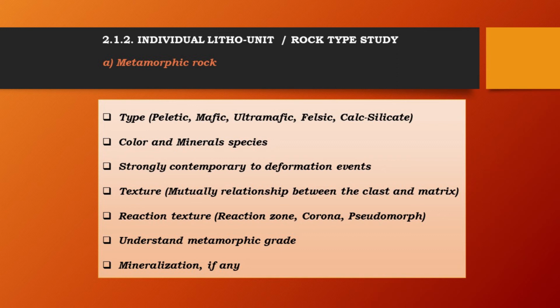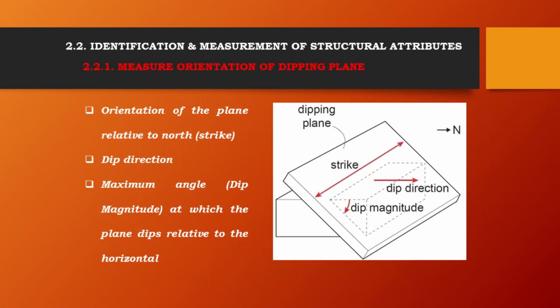The mineral composition of metamorphic rocks gives us a clue about the metamorphic grade, that is, what type of temperature and pressure conditions it has gone through. Once we identify the rock type, we should go for the identification and measurement of structural attributes.